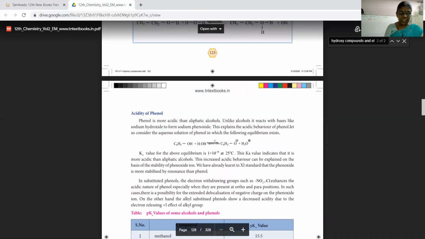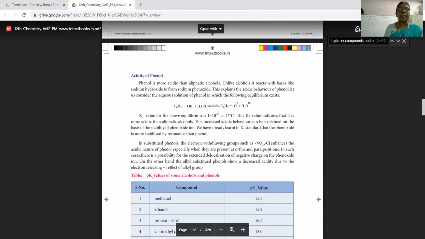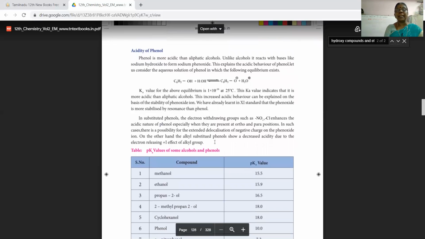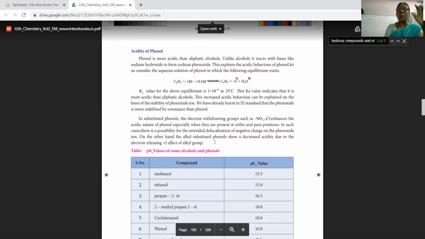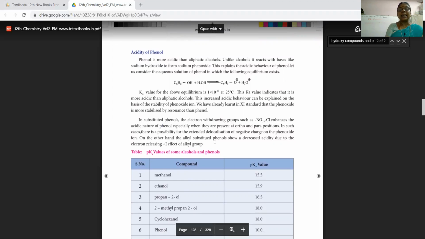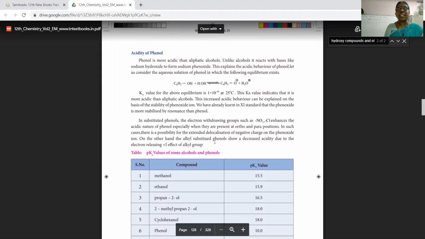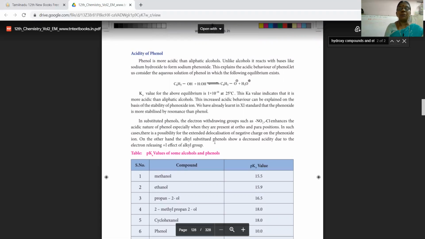Next, we are going to see the acidity of phenol. Phenol is nothing but an aromatic alcohol, which has a benzene ring with one OH group as a substituent. Phenol is more acidic than aliphatic alcohol. Unlike alcohols, it reacts with bases like sodium hydroxide to form sodium phenoxide. This explains the acidic behavior of phenol.